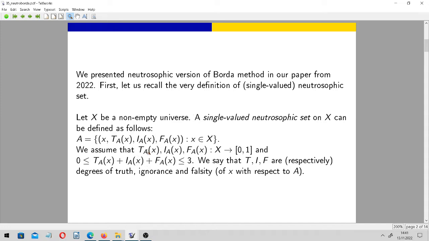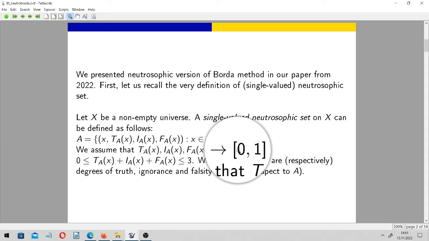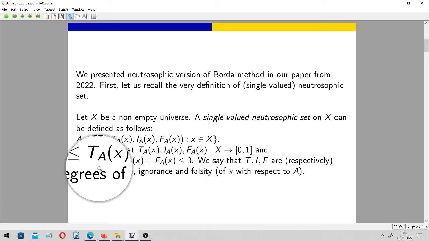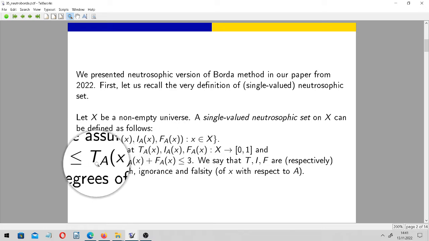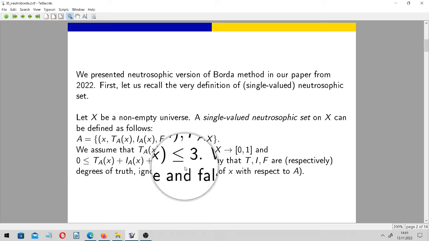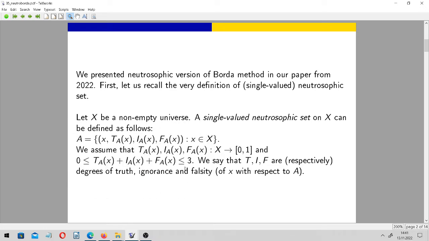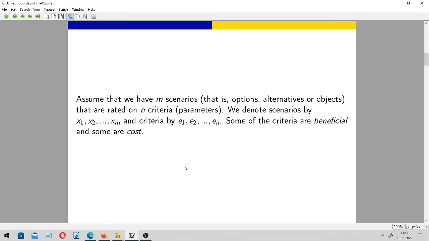We assume that T, I, and F are some numbers from the interval [0, 1], and that they sum up to something between 0 and 3, including 0 and 3. So as you can see, and as maybe you know, the whole idea is a generalization of fuzzy sets invented by Zadeh and intuitionistic fuzzy sets invented by Atanassov.